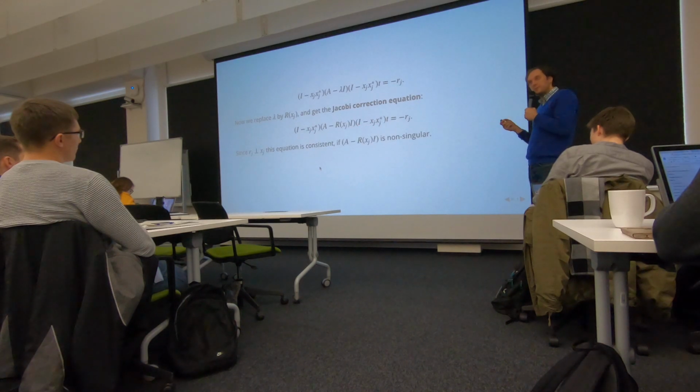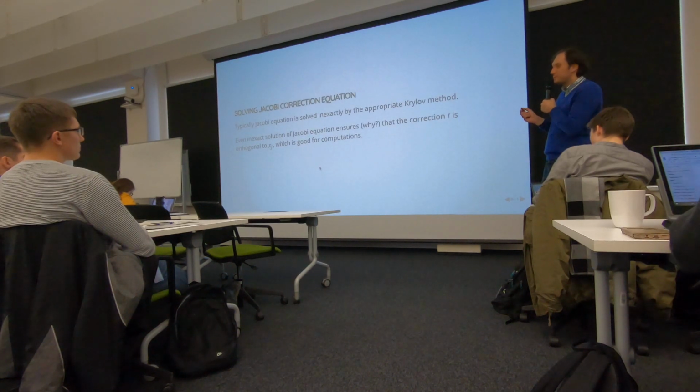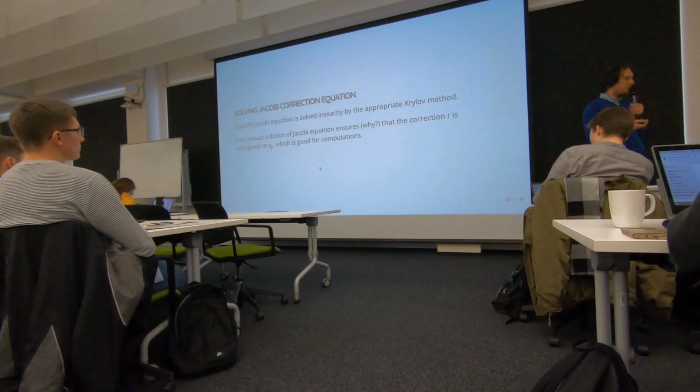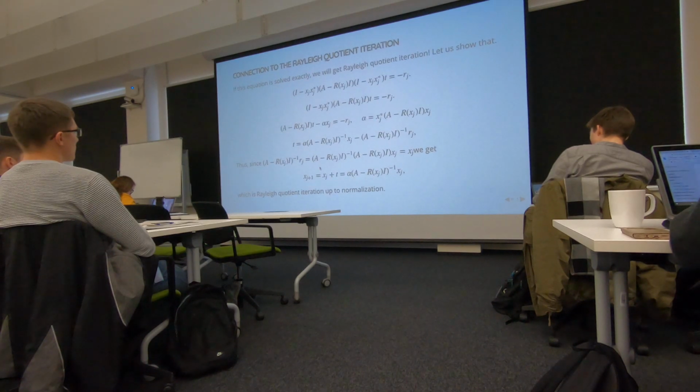But in order to get a new direction, you have to solve it very accurately. If you add this for the correction, you can solve it very inaccurately. You just run a Krylov method on top of that, and you get some approximation to the correction equation, which is okay. The correction was always orthogonal to the previous iteration, just by the properties. So there is a connection to the Rayleigh quotient iteration. So the correction is absolutely orthogonal.